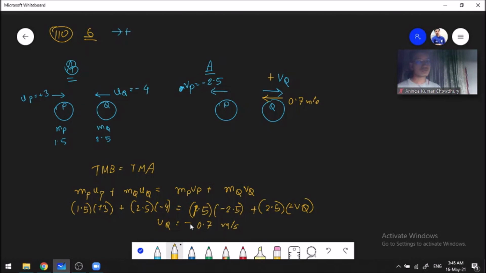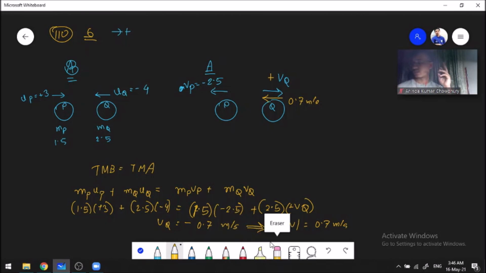But this is not what they want. They don't want the velocity. They're not concerned with the direction of Q. They just want the speed. So we know how to convert the velocity into speed. Speed is simply the magnitude of the velocity. So our velocity is minus 0.7, so the speed, the modulus of the velocity, is 0.7 meter per second. This is your answer. Don't put minus 0.7 as the speed. Speed can never be negative because speed is a scalar quantity. So speed is 0.7 meter per second.